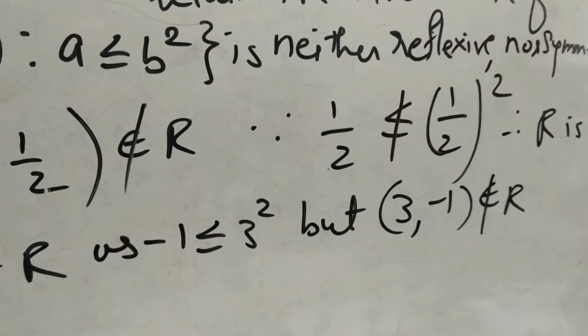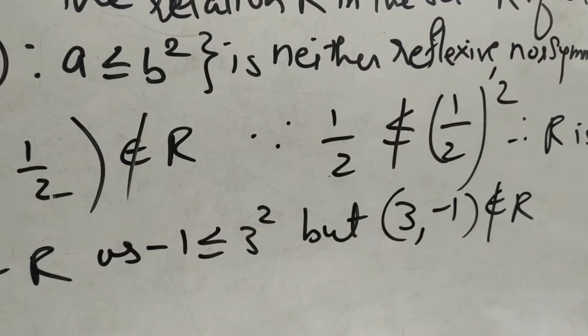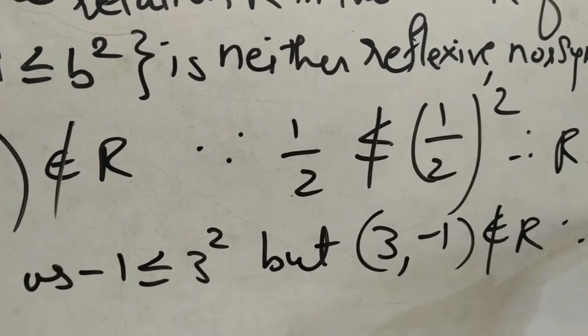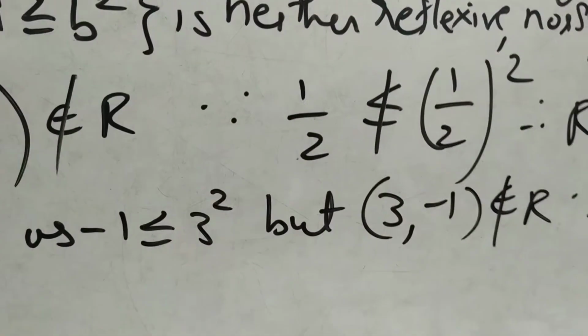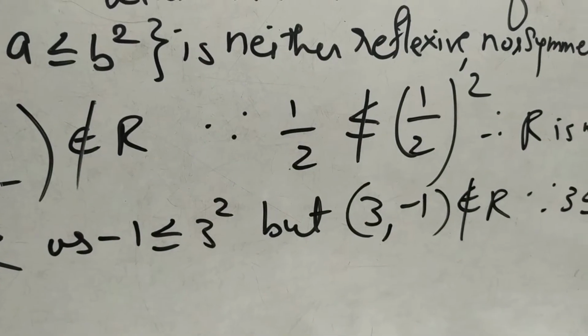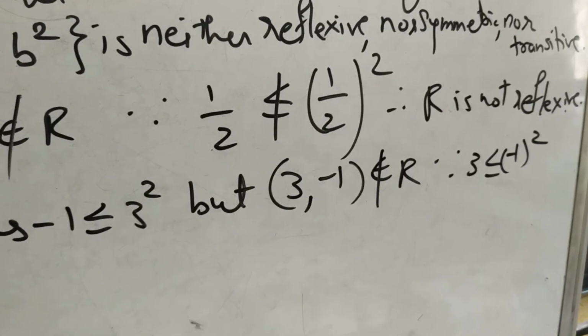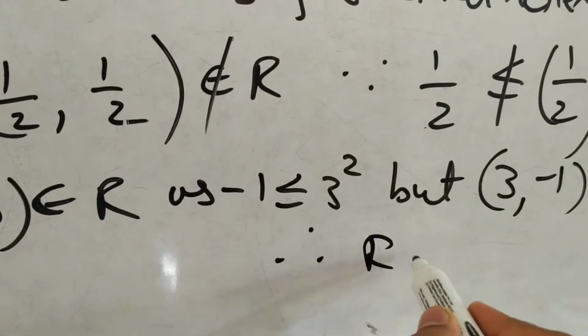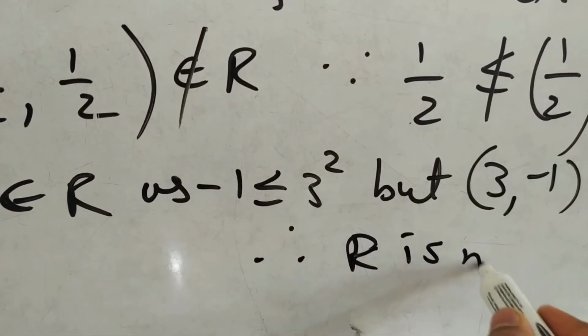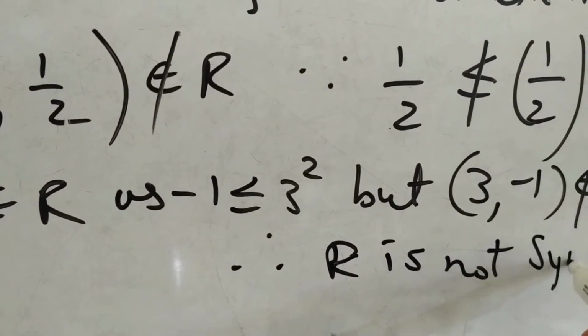But (3, -1) does not belong to R, since 3 is not less than or equal to (-1)². 3 is not less than or equal to (-1)², and therefore R is not symmetric.